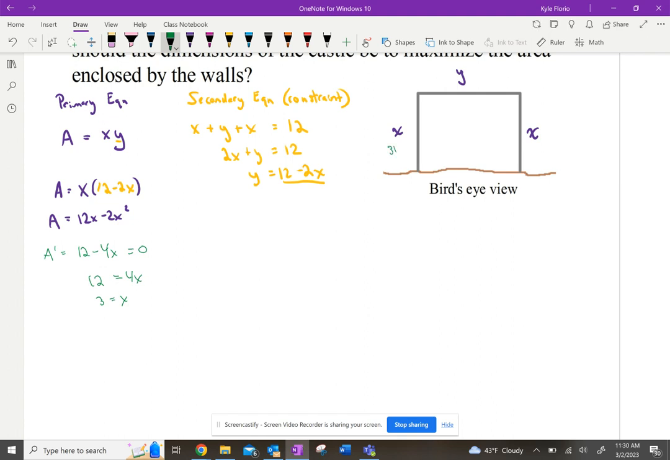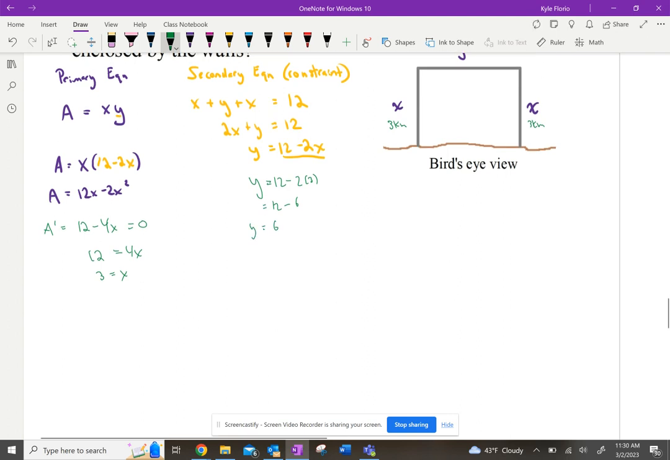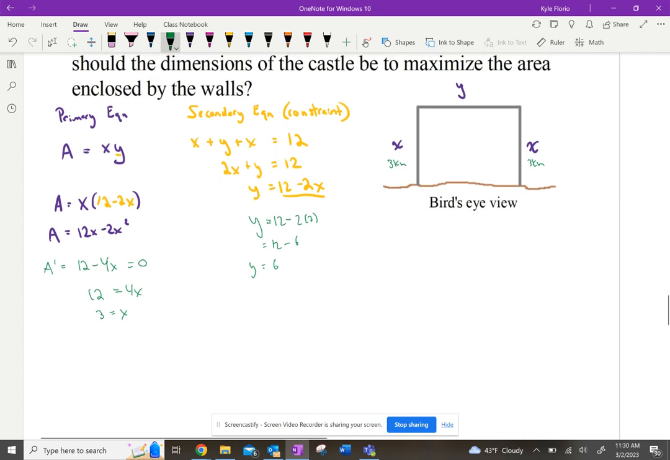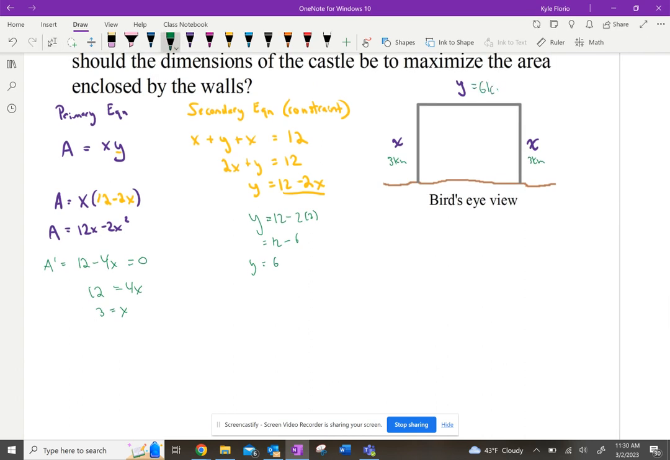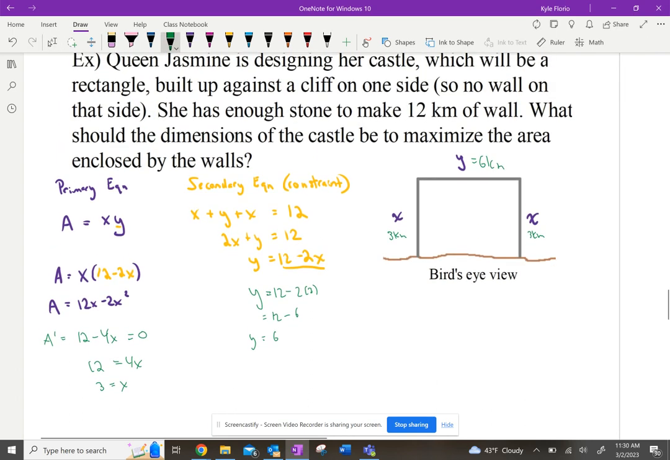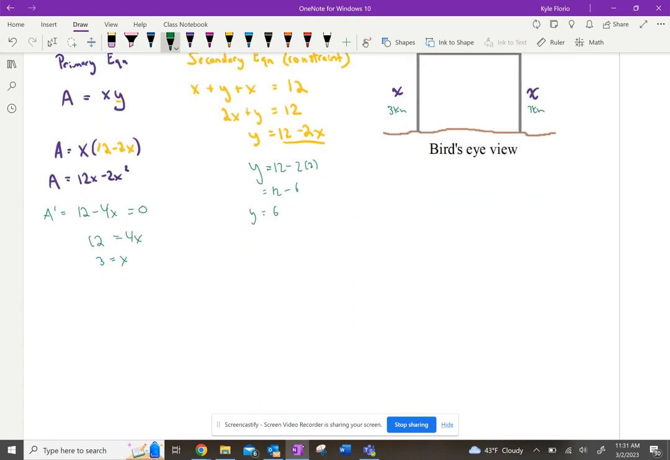So this is going to be 3 kilometers. This is going to be 3 kilometers. We have to find out what y is, which is easy enough. y is going to be 12 minus 2 times 3, which is 12 minus 6, which is 6. So this is 6 kilometers. So what should the dimensions be of the castle? The castle should be 3 by 6.